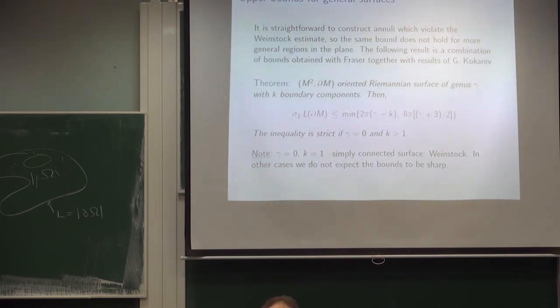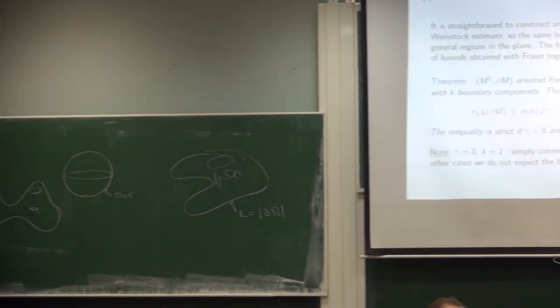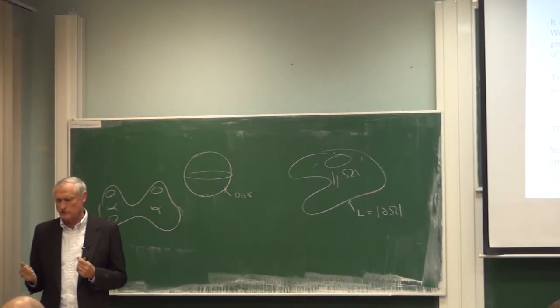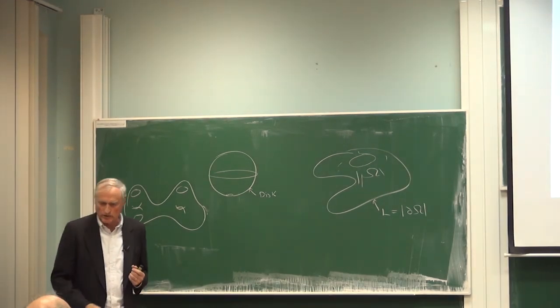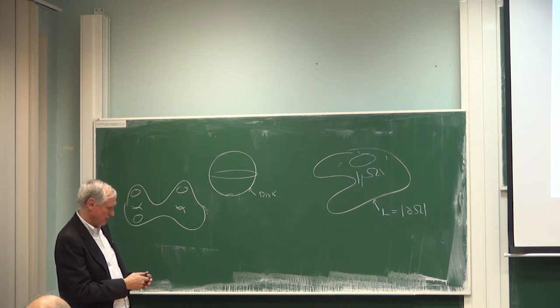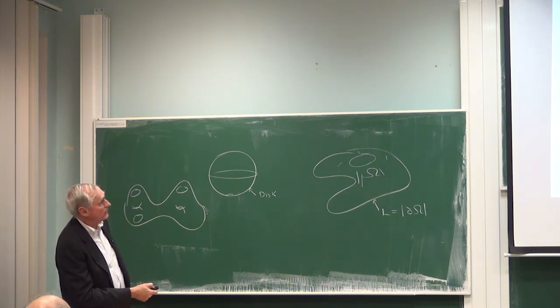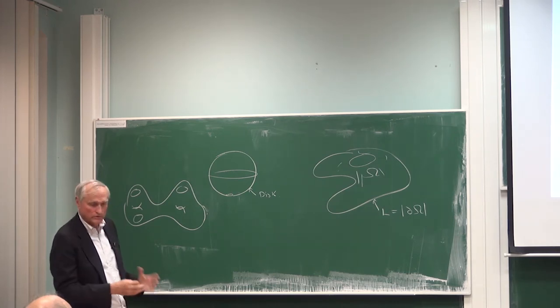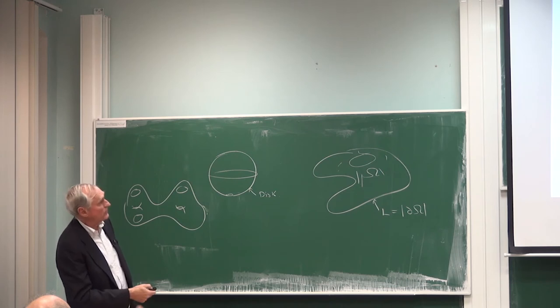So if I take a compact surface with boundary, then it's always topologically some closed surface of some genus, and then I remove a certain number of disks. I remove k disks. So any compact surface, if it's orientable, with boundary is parameterized by two numbers topologically, the genus and the number of boundary components. Okay? And so if we take an arbitrary metric on such a surface, then it turns out there's an upper bound. It depends only on the topology of the surface. It doesn't depend on the metric at all. And so we expect the inequality to be strict here, except in the Weinstock case.